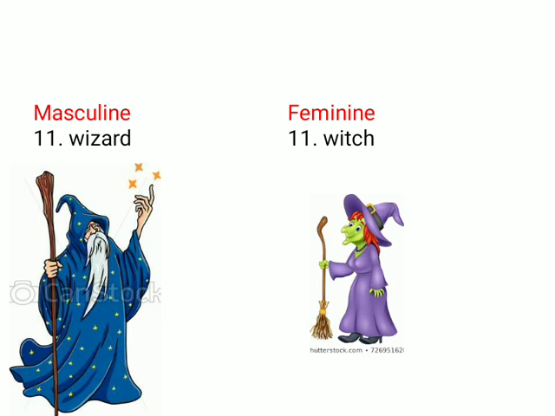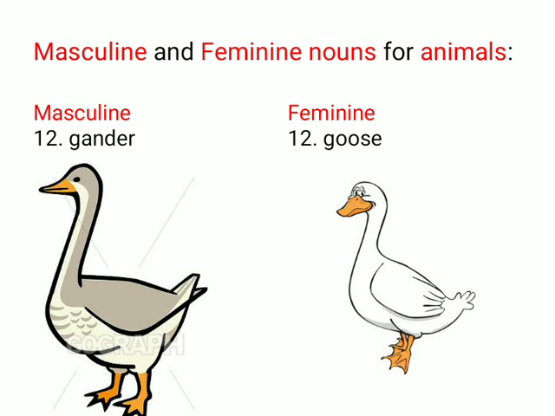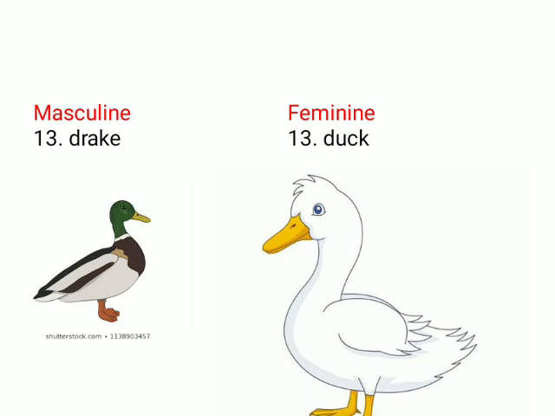Now, just see these masculine and feminine nouns for the animals. The first one is gander. The feminine gender of gander is goose. Next, drake. The feminine gender of drake is duck.